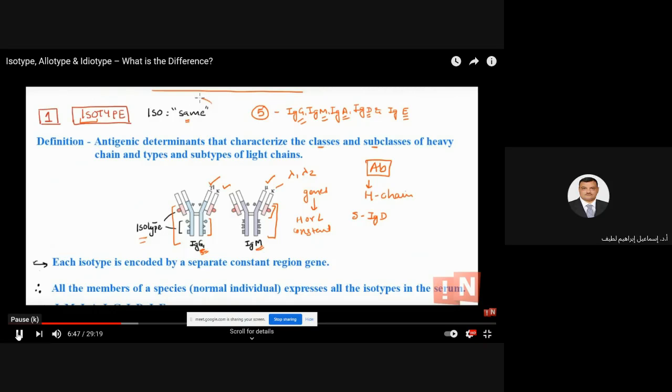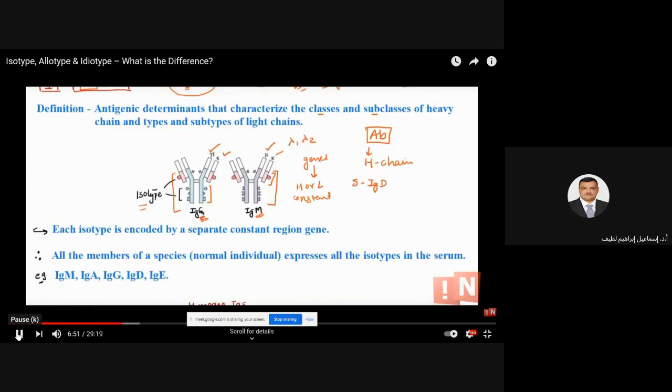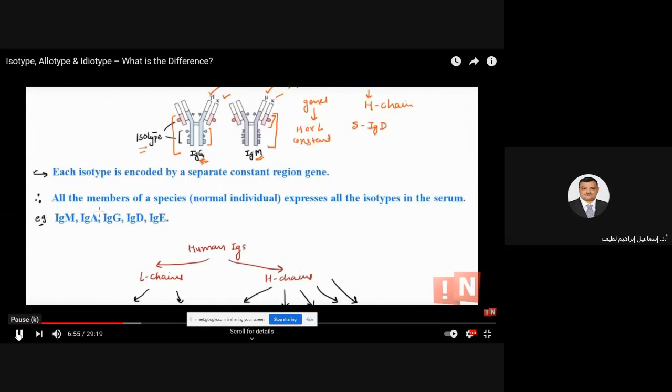And why is it isotype? Why is it the same? Because if you take one particular species, if you take humans, for example, all the members of this particular species would have all these 5 isotypes in the serum, isn't it? I would have, you would have, unless there is any immunological disorder or deficiency in a person. Otherwise, if a normal individual is there, in their serum, all of us would have these 5 isotypes present. Since it is the same for all of us in one species, it is called isotype.